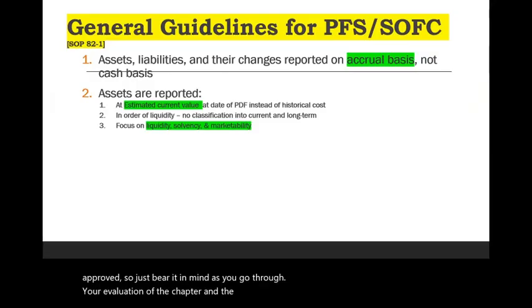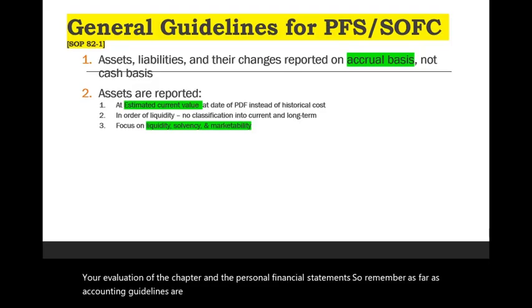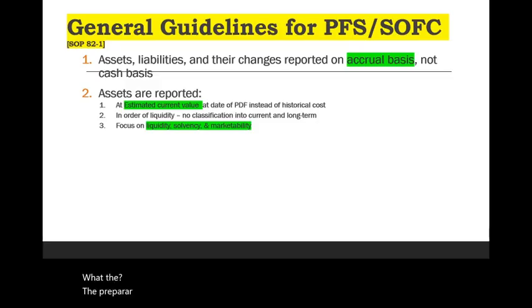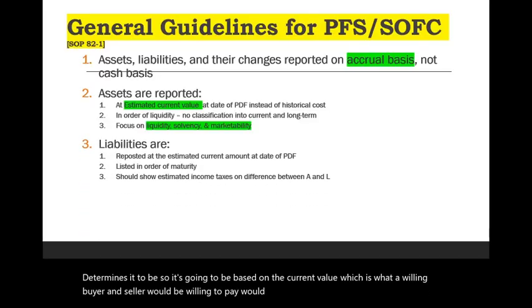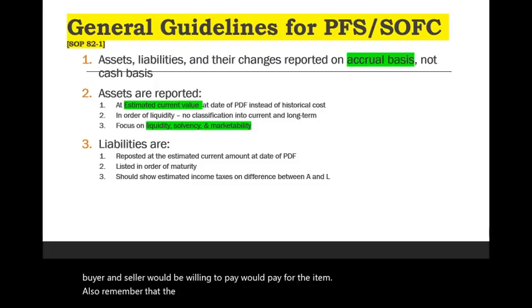So just bear that in mind as you go through your evaluation of the chapter and the personal financial statements. Remember, as far as accounting guidelines are concerned, the personal financial statements are based on what the preparer determines it to be. So it's going to be based on the current value, which is what a willing buyer and seller would be willing to pay for the item. Also, remember that the assets are listed in the order of liquidity.